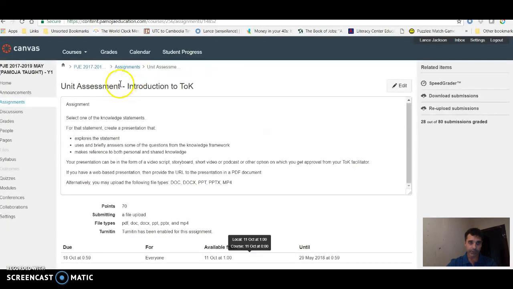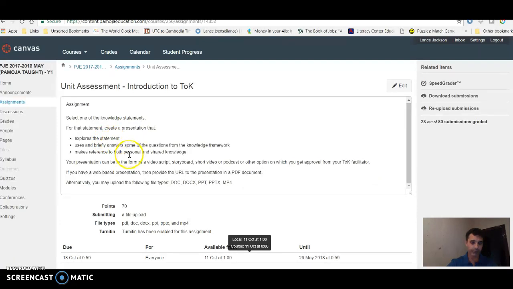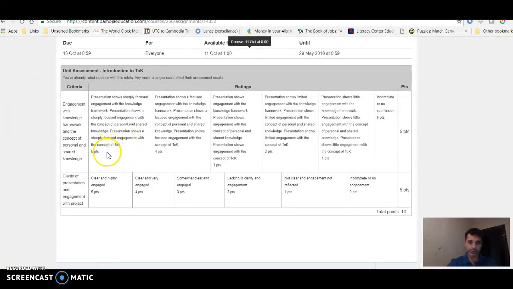Presentation shows sharply focused engagement with the knowledge framework. Sharply focused engagement with personal and shared, yes. Presentation shows sharply focused engagement with the concept of TOK, yes. All right. Clear and highly engaged, yes.